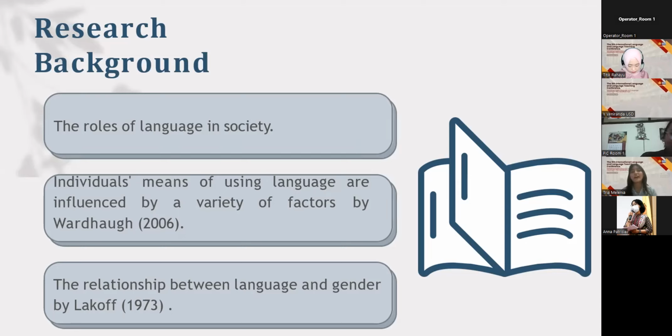I conduct this study because the relationship between language and gender is a part of sociolinguistics. I also found a theory that talks about this study, and it is from Lakoff in 1973.